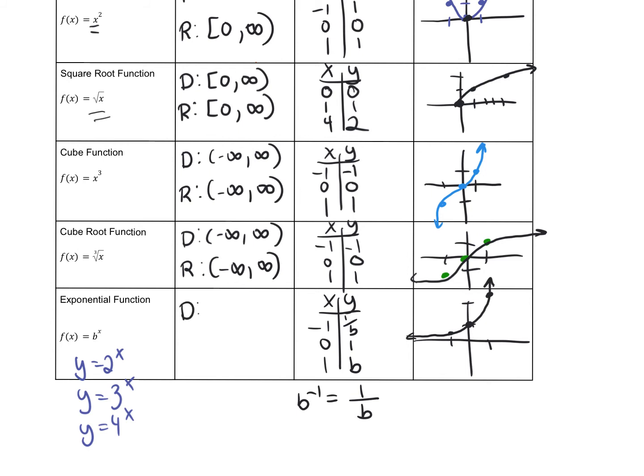For a basic exponential, you can plug in any x you'd ever want, negative infinity to infinity, but the range is 0 to infinity because it doesn't go below 0, and it's a parenthesis because it never actually hits 0. It gets very, very close, but does not touch it.